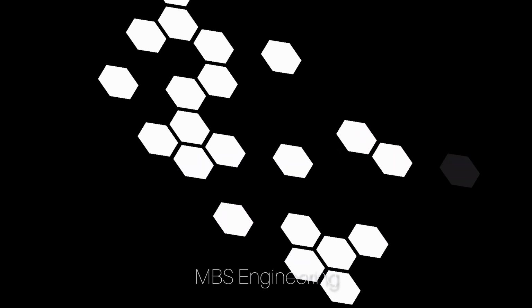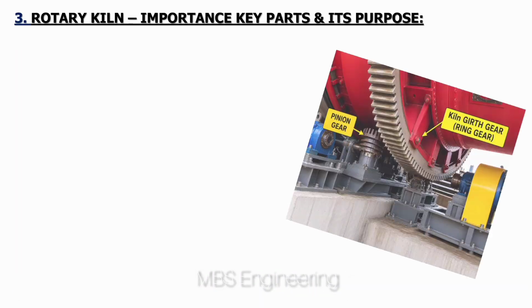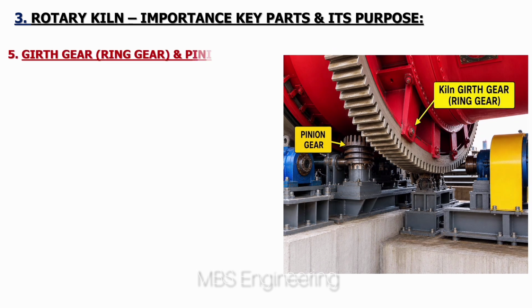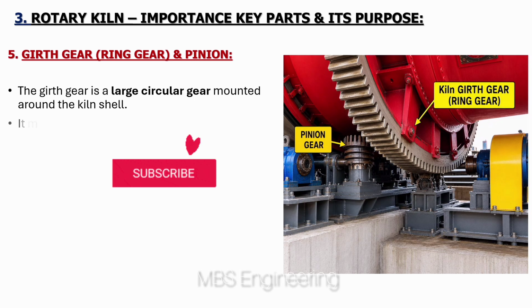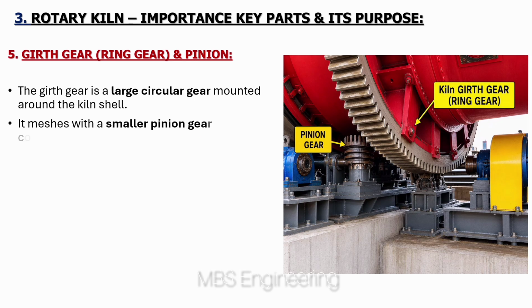The fifth important key part is the girth gear, or ring gear, and pinion. Please refer to the picture showing the girth gear, or ring gear, and pinion. The girth gear is a large circular gear mounted around the kiln shell. It meshes with a smaller pinion gear connected to the drive motor.